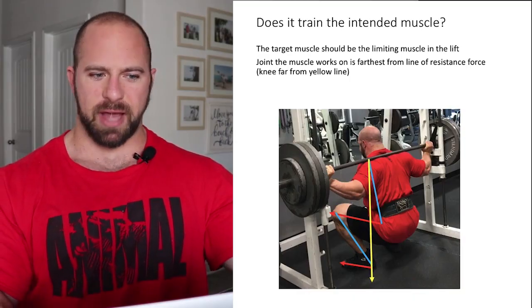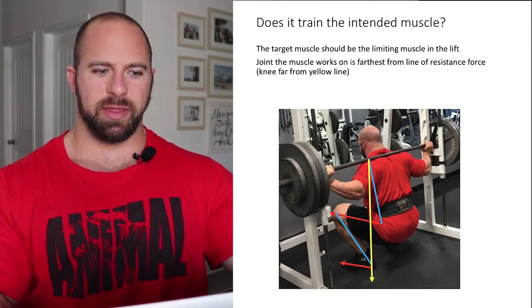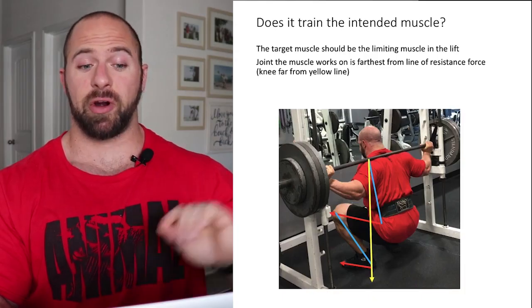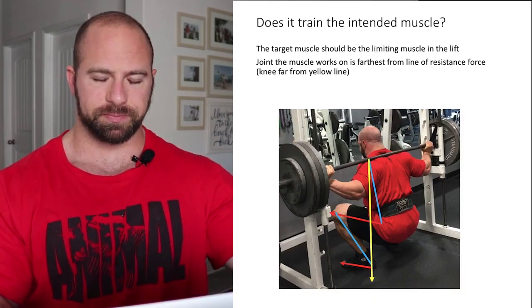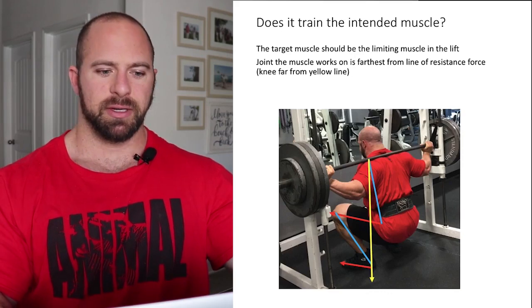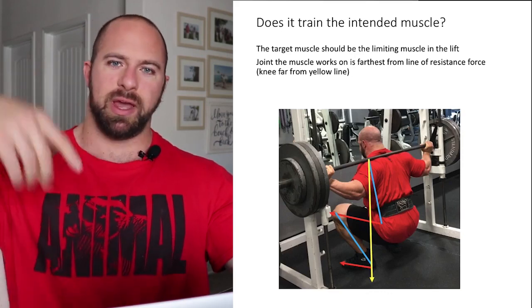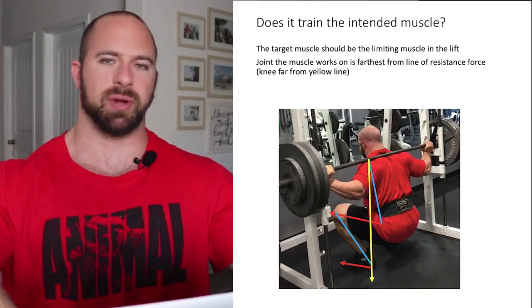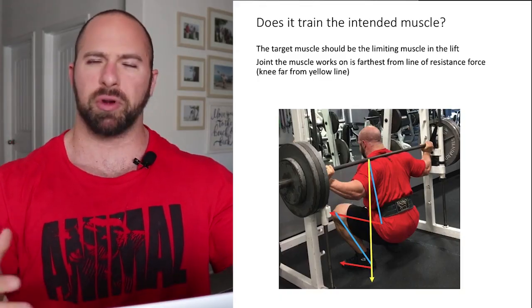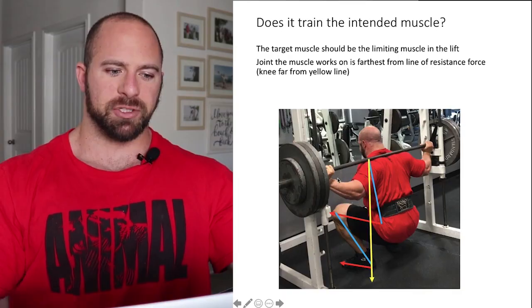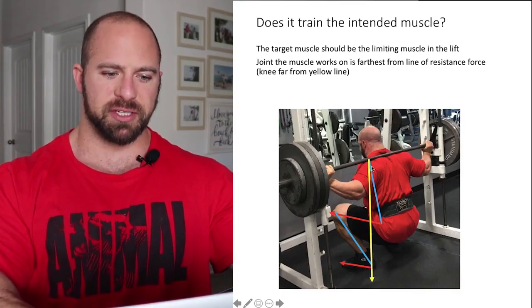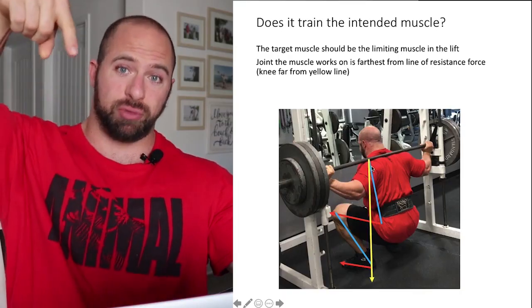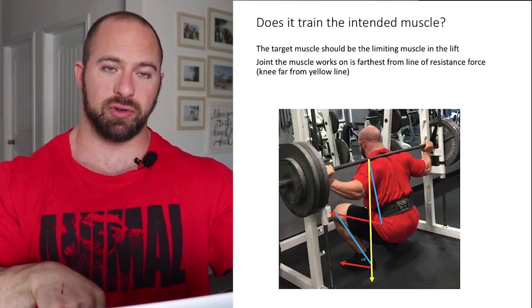So things to look at. The joint the muscle works on is farthest from the line of resistance. So what do I mean by that? Our line of resistance, if it's a free weight, is easy because it's just gravity pushing straight down. The weight's always coming straight down. So these are a little bit more simple examples. With the Smith machine, the resistance is our yellow line. The force pushes you straight down. That's where you're going to travel through.